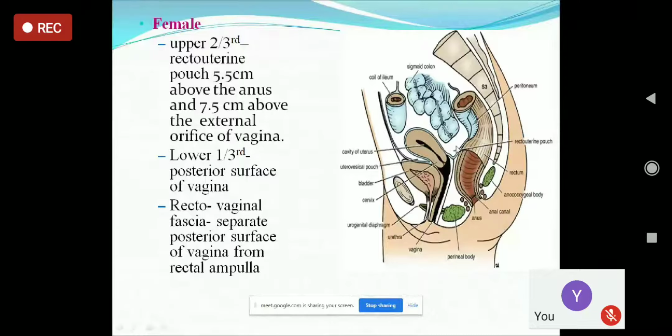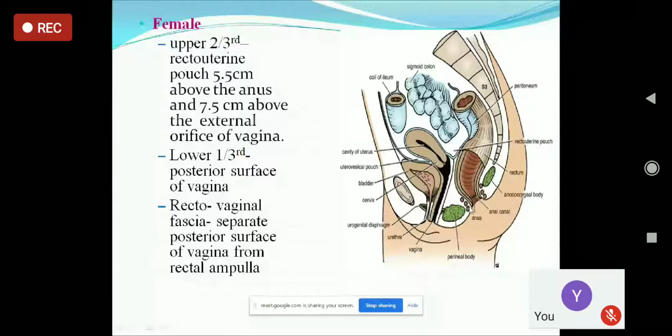So this is the rectouterine pouch, and this pouch is 5.5 centimeter above the anus and 7.5 cm above the external orifice of the vagina. So this also you have to remember because this will be asked in the viva and the MCQ.